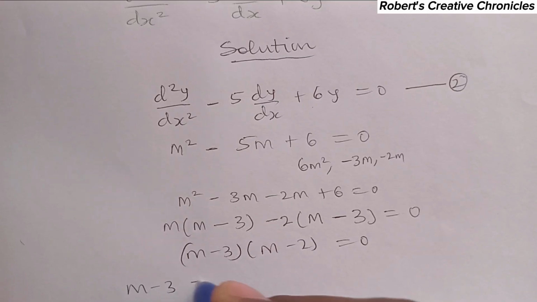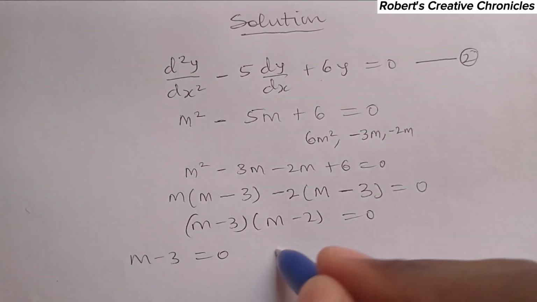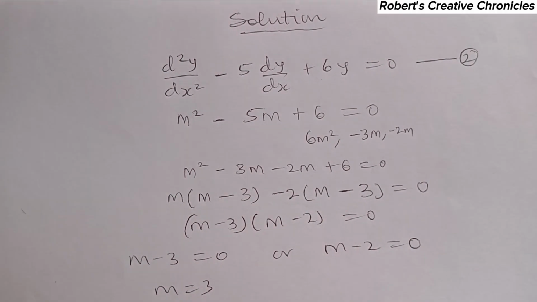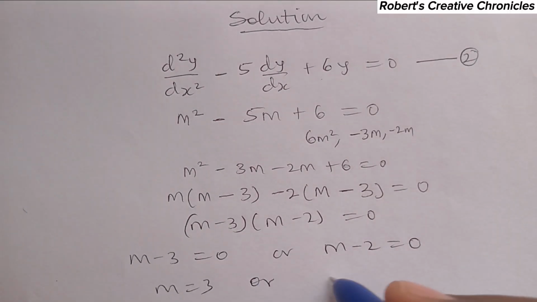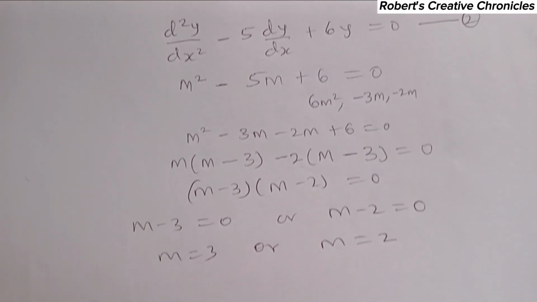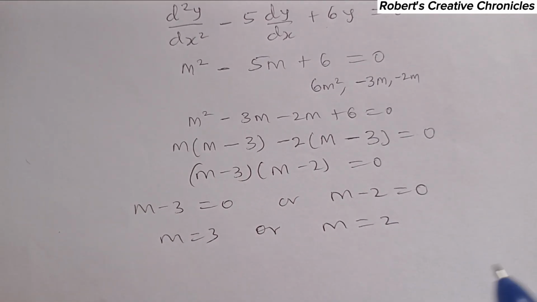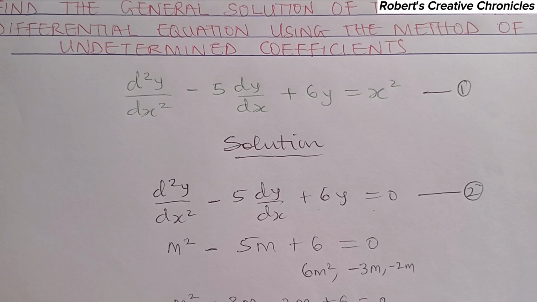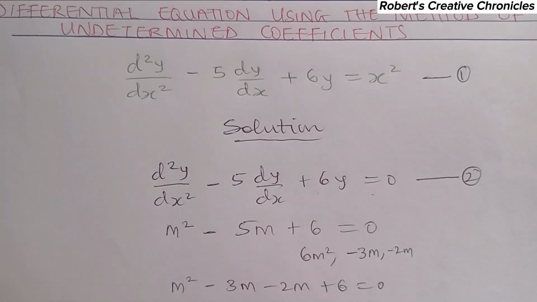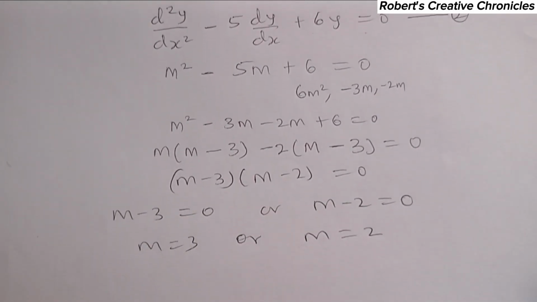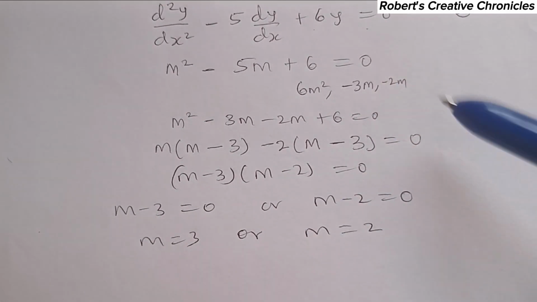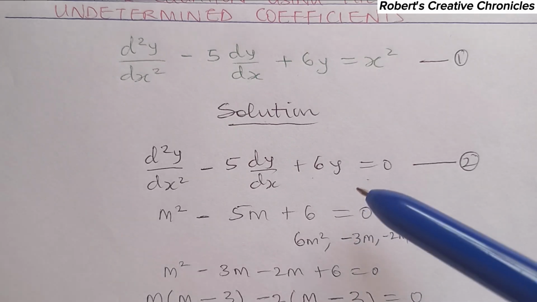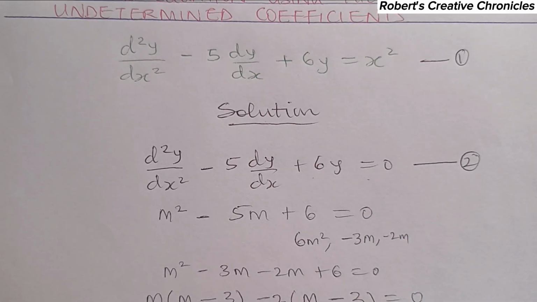So m minus 3 equals 0 or m minus 2 equals 0. So m equals 3 or m equals 2. So m equals 2 and m equals 3. In this kind of equation, the first part we are solving is to get the complementary function. The second part is to get the particular integral. The general solution of this equation is given by the complementary function plus the particular integral.